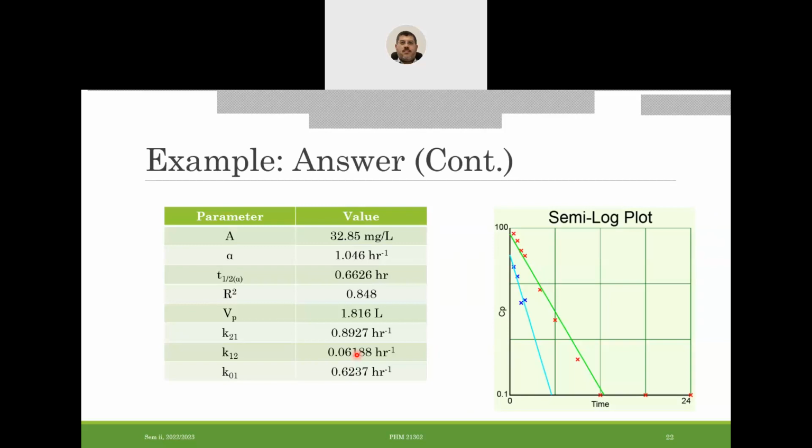So the equation that represents this will be C equal to A multiplied by exponent of negative alpha times t, plus B multiplied by the exponent of negative beta multiplied by t.